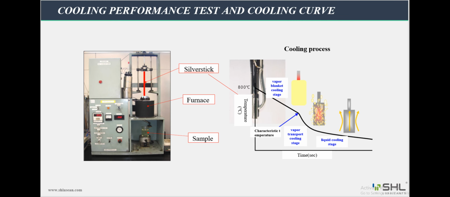Next, about cooling performance test and cooling curve of heat treatment oil. A simple laboratory test method includes a silver stick, furnace and oil sample. The material is heated in a heat treatment furnace first, then the material is rapidly cooled in a heat treatment oil. The process from the time the oil is added to the time it is removed from the oil is recorded in the curve graph as shown in the figure.